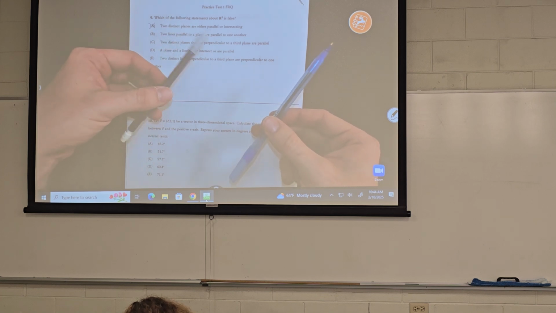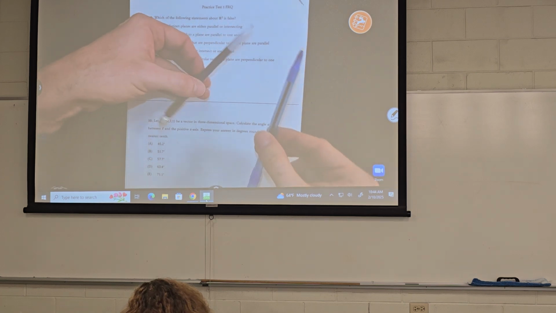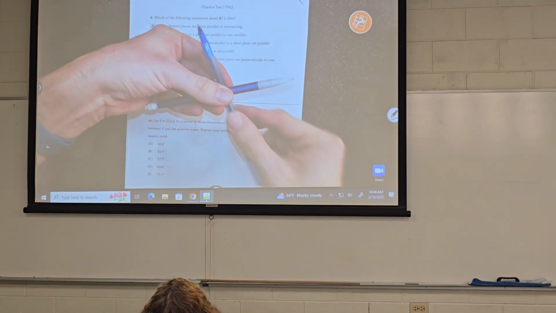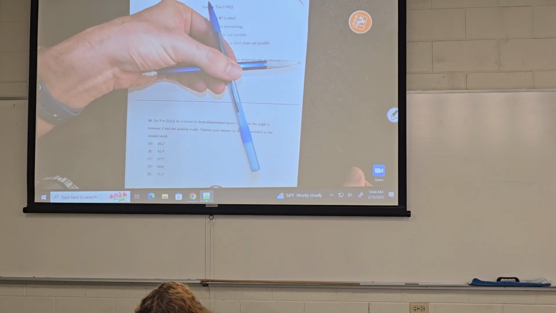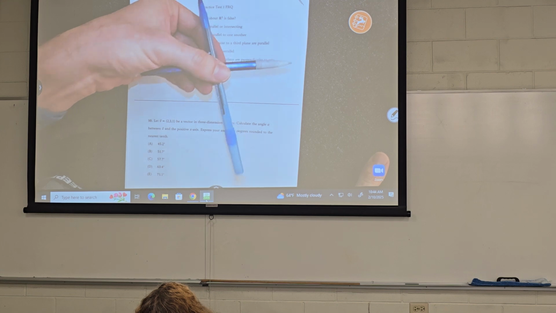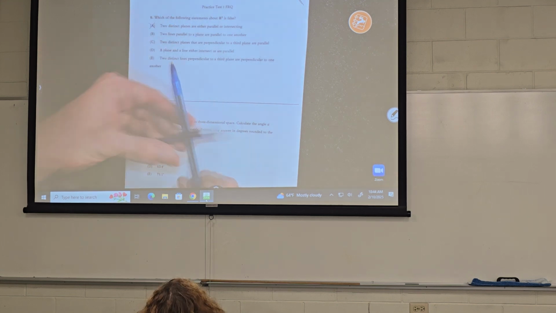Watch. These two lines are parallel to my plane, but watch this. I never cross that plane. Still parallel to the plane, but these two lines intersect. It is B.